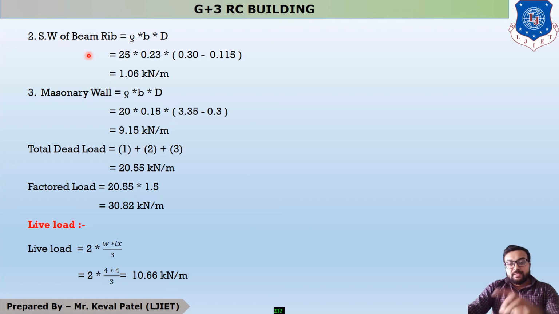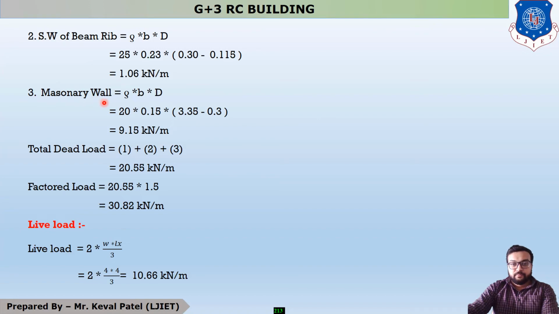So students, the size of beam remains the same for all the types of beam and all the types of slab. The thickness of slab remains the same for all the slabs, whether it is one-way slab or two-way slab. It means your self-weight of beam rib remains the same as calculated on beam B18 and beam B20, which is 1.06 kilonewton per meter. And the last one is masonry wall load.